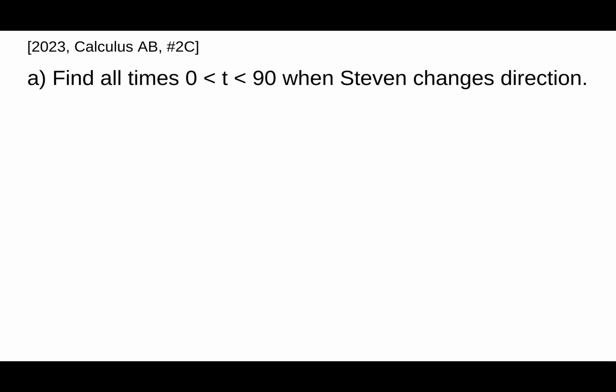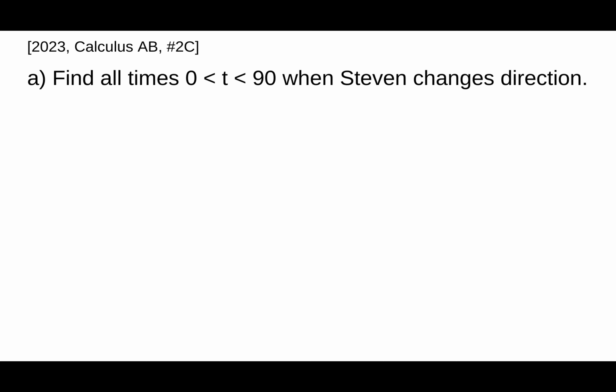This question is from 2023. It's question 2, and it is calculator active. In the question stem, we are introduced to Stephen, who is swimming in a pool, and his velocity as he swims is given by a function v of t. It's a rather complicated function, which is only workable since this is a calculator active question.